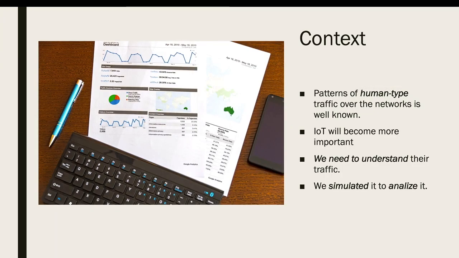There has been a lot of research studying traffic generated by humans. However, as the quantity of traffic generated by machines increases, so will our need to understand its patterns. In this work, we have simulated the Internet of Things traffic in order to analyze it.